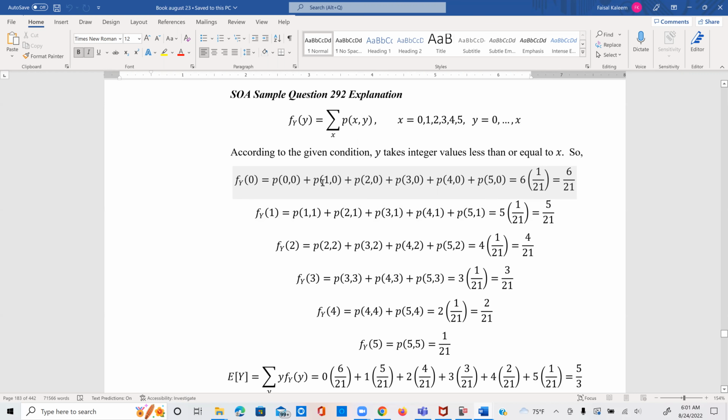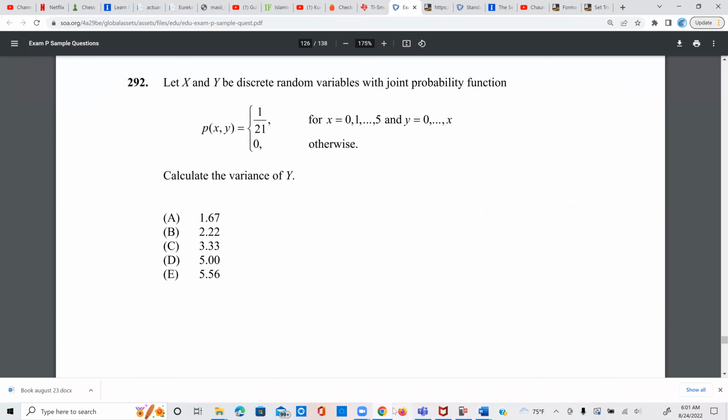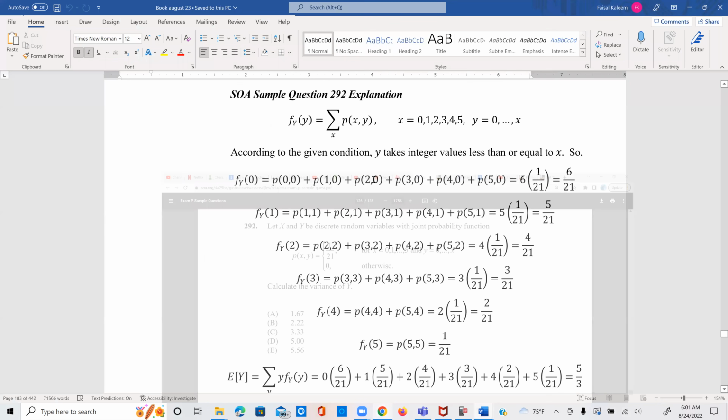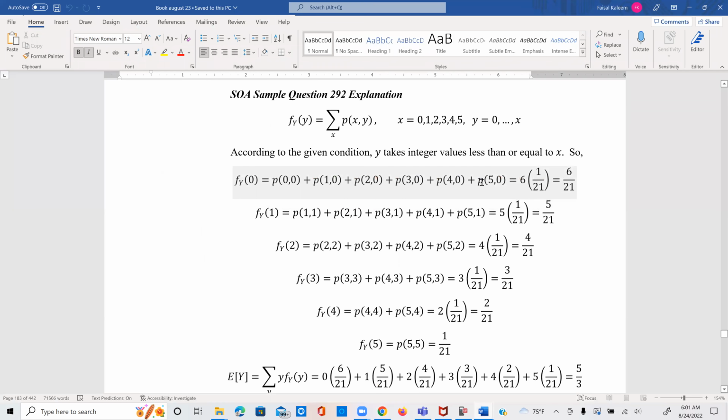So basically (0,0), (1,0), (2,0), (3,0), (4,0), (5,0). And the function was 1 over 21 for every pair. So for each of these 6 pairs, it's going to be 1 over 21, so it's 6 times 1 over 21, that is 6 over 21. Similarly, when we calculate fy at 1, that would be p of (1,1), (2,1), (3,1), (4,1), (5,1), because we take all x values that are bigger than or equal to 1. And now we have 5 pairs, so this would sum to 5 over 21.